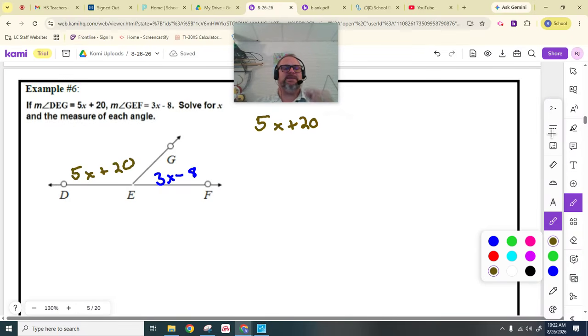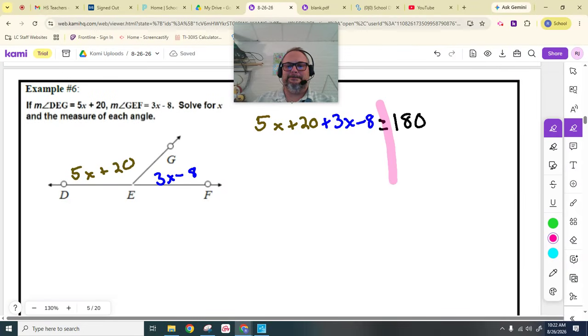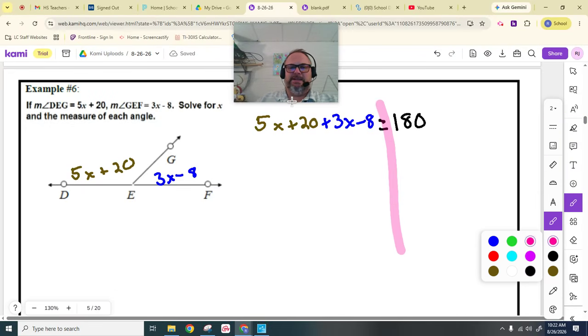All right, and are we going to set these two equal to each other? No, we're going to add them. Now, what do they equal, though? That's the big thing. 180. Because what type of angle is this? Straight angle. Draw my little line. So I'm going to combine like terms. I have 5 and 3. This would be 8x. I had a lot of people that would try to subtract 3x right here.